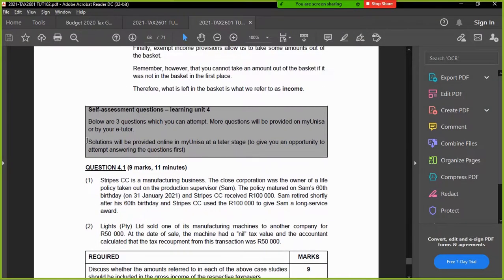Yeah, it's exactly the same. Okay, so now we know. We've discovered something. We need to wait for them to give the solutions. Will you keep an eye out on myUnisa and maybe just post and ask them when you will be given the solutions?